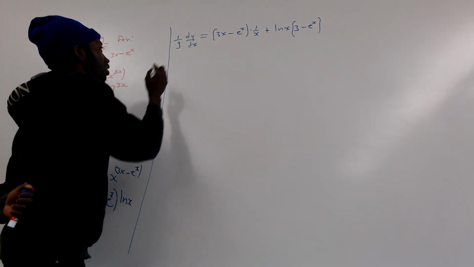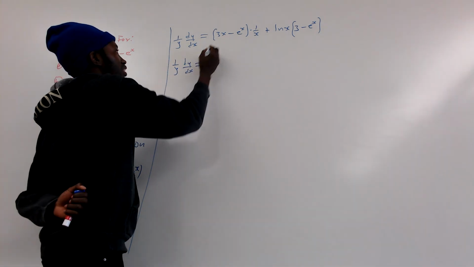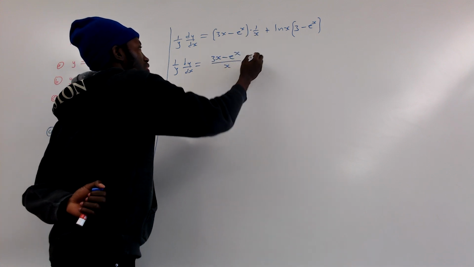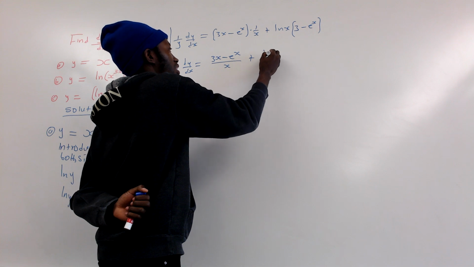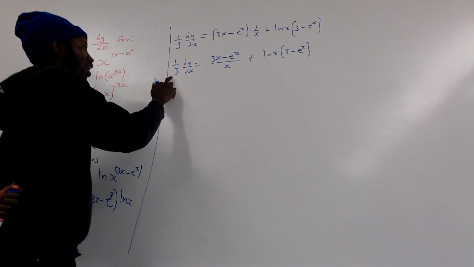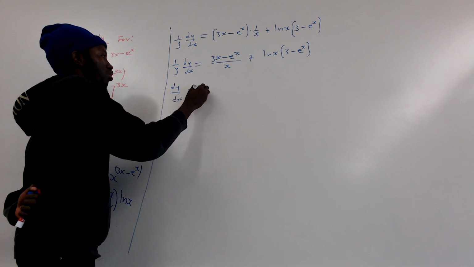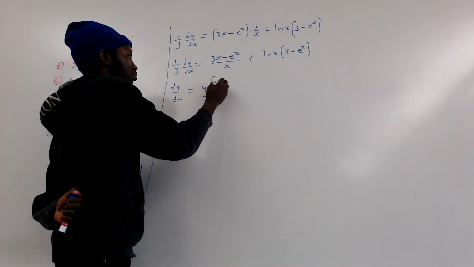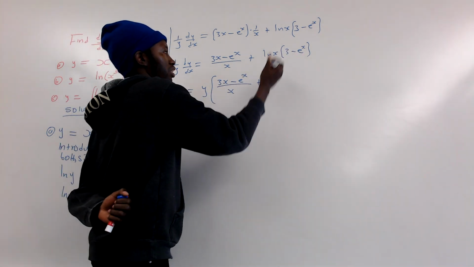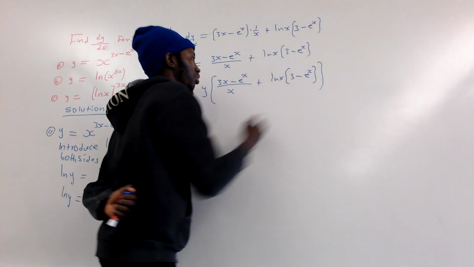So we simplify and rewrite: 1 upon y times dy/dx equals (3x minus e raised to the power x) divided by x, plus ln x times (3 minus e raised to the power x). This is it. The y is a fraction, so we multiply it throughout. So dy/dx will be y multiplied by all of these terms: (3x minus e raised to the power x) divided by x, plus ln x times (3 minus e raised to the power x). You see, this is it.